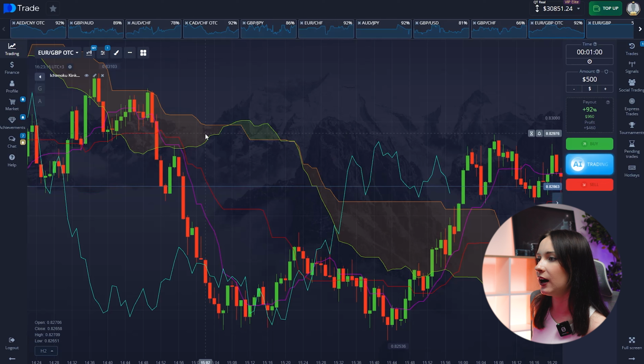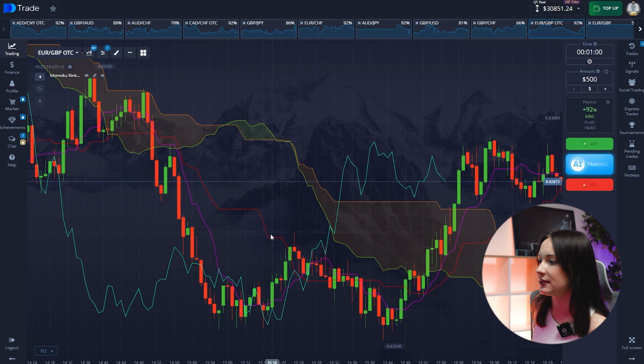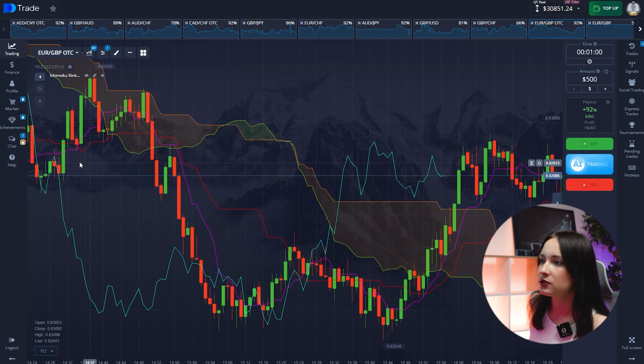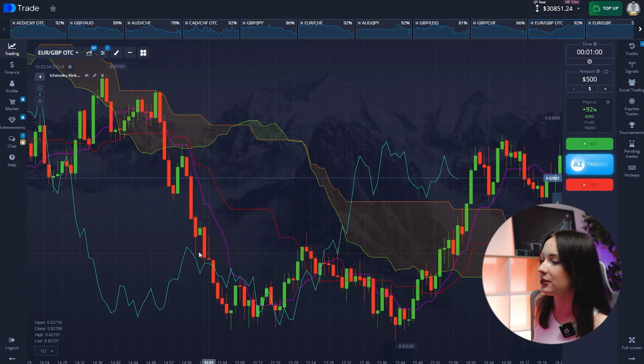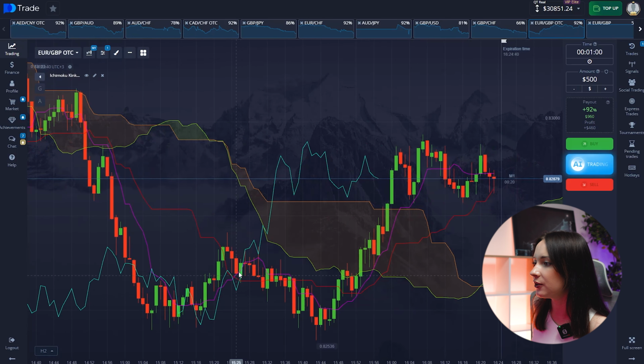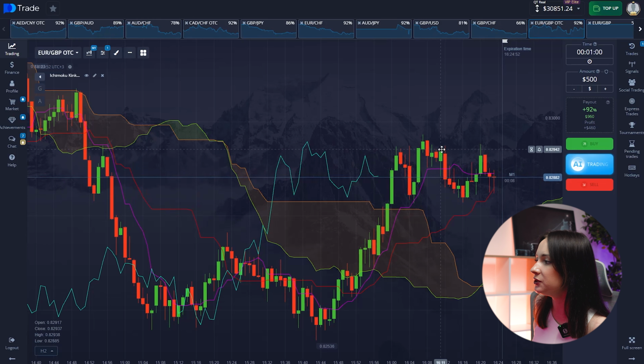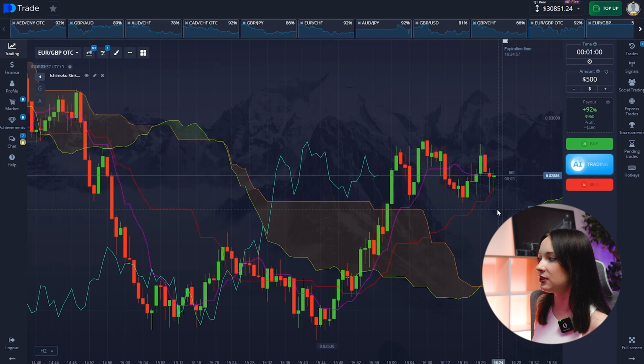Next, what you do is find the convergent line, the blue line, and the baseline, the red line, and you find the crossovers. So you can see here that a crossover of the convergent line below the baseline means opening a sell position in combination with the main currency pair chart being below the cloud. Or a crossover of the convergent line above the baseline, so the blue line above the red line, would mean opening a buy position in combination with your main currency pair chart being above the cloud. So this is how this strategy works.